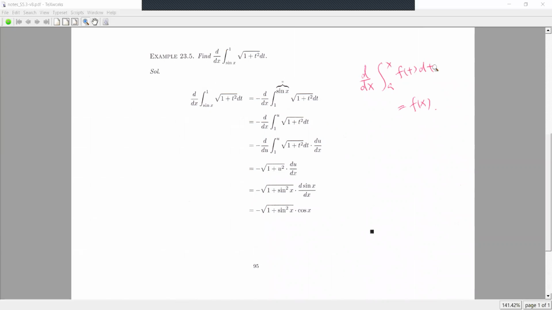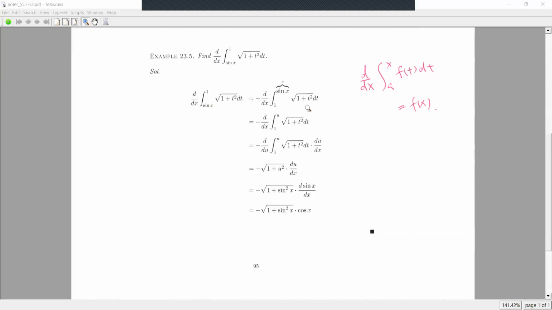I want to use this formula, fundamental theorem part 2. In this formula, the lower limit should be a constant, but the lower limit here is sine of x, not a constant. Now to make the lower limit a constant, I switch the upper limit and the lower limit. When we switch the upper limit and lower limit, don't forget to add a minus sign, okay? Here, I switch 1 and sine, then I get this. Don't forget to add a minus sign.